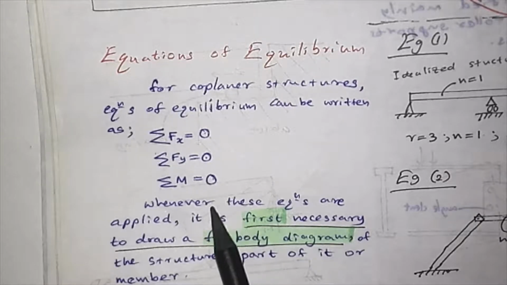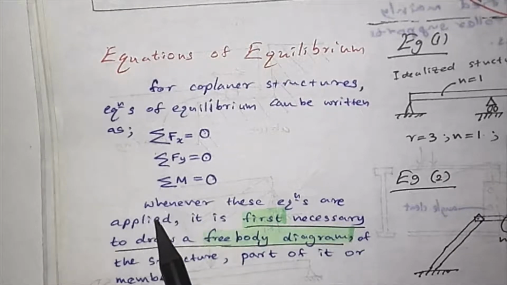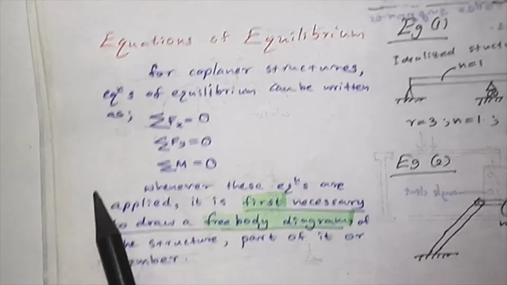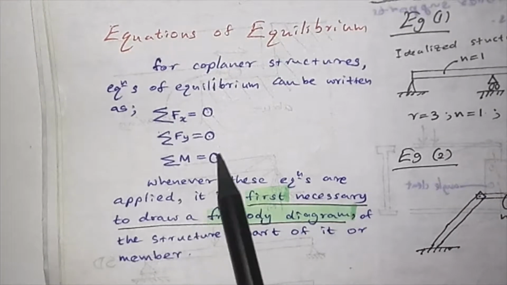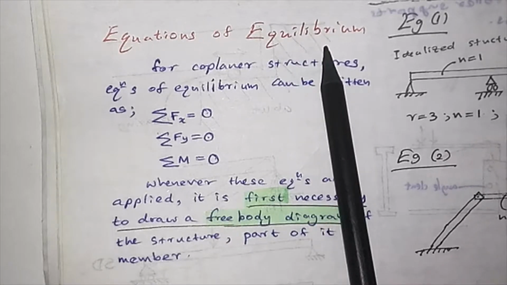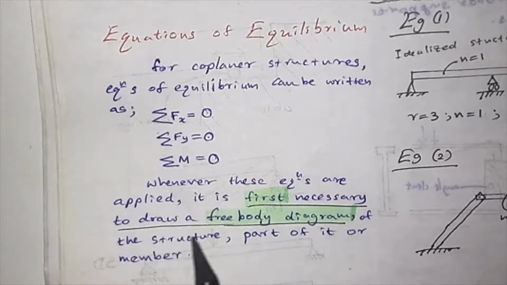There can be moments, but when you connect them, the sum, or we can't say sum, it's a kind of vector sum, should be 0. So these three equations must be satisfied in order for a structure or point to be in equilibrium. Whenever these equations are applied, it is first necessary to draw a free body diagram, FBD, of the structure, part of it, or member.